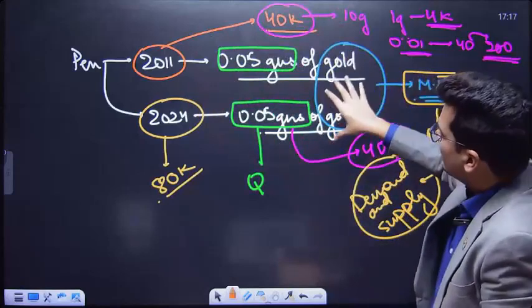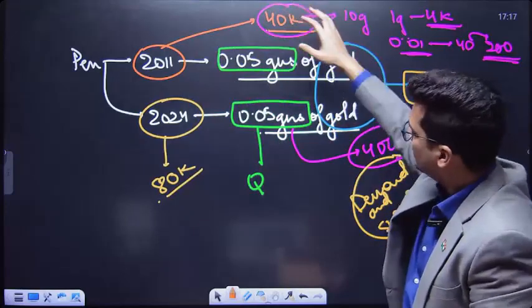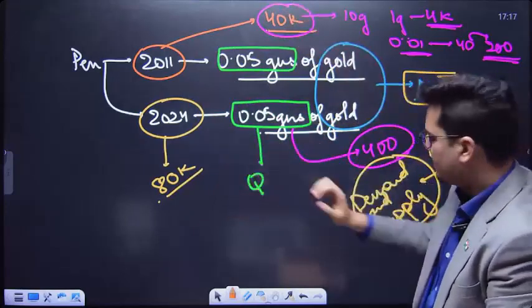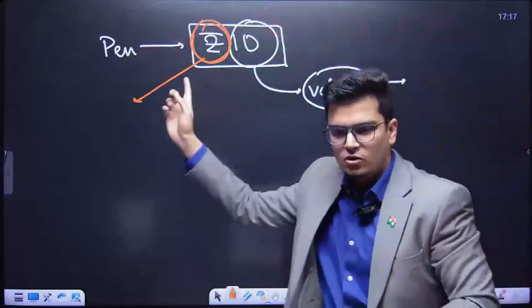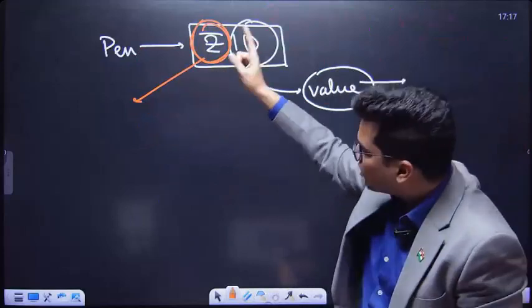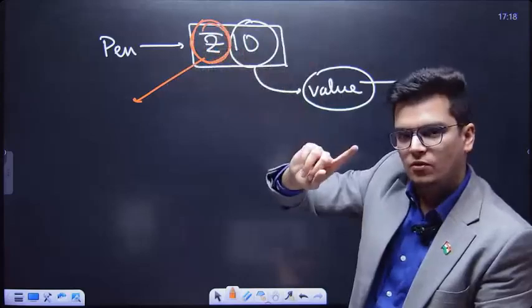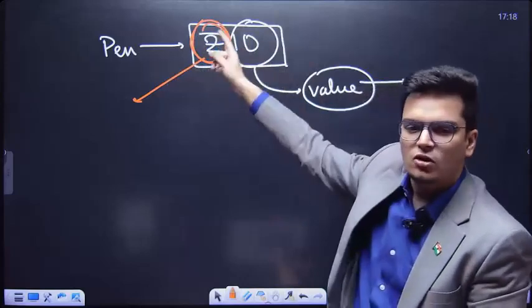But similarly, like the value of gold, gold की worth यहाँ 40,000 थी, gold की worth यहाँ 80,000 है. Similarly, the value or the worth of this rupee can also change. What was changing the worth of gold? The demand and supply of gold.